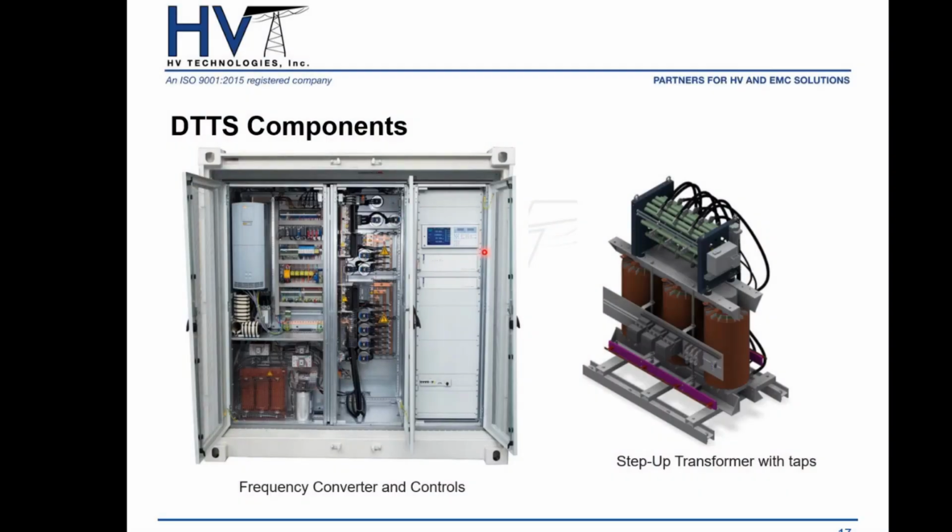So here's a look into the frequency converter and the various controls. In the front, on one side of your DTTS, you will have, as you'll see here, the frequency converter, all the controls, the PLC. Then you'll have your capacitor bank, and over here, this is the watt meter for your loss measurements. So this is all placed in the interior of the container on one side.